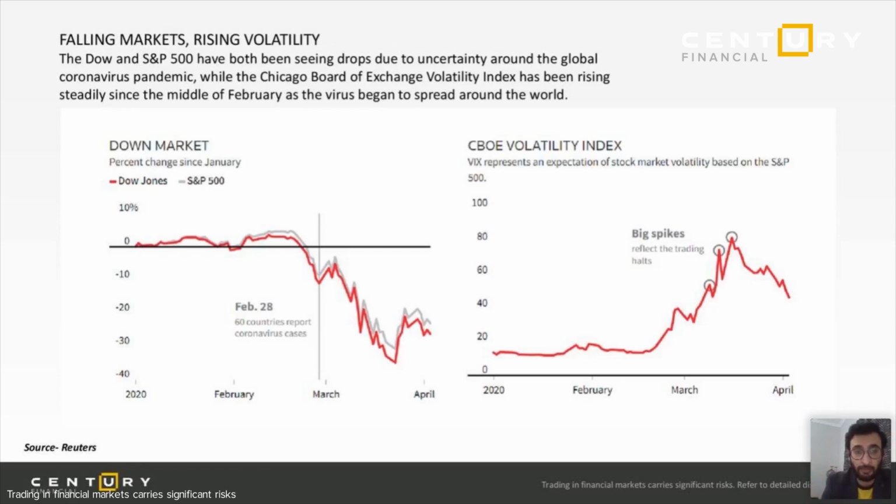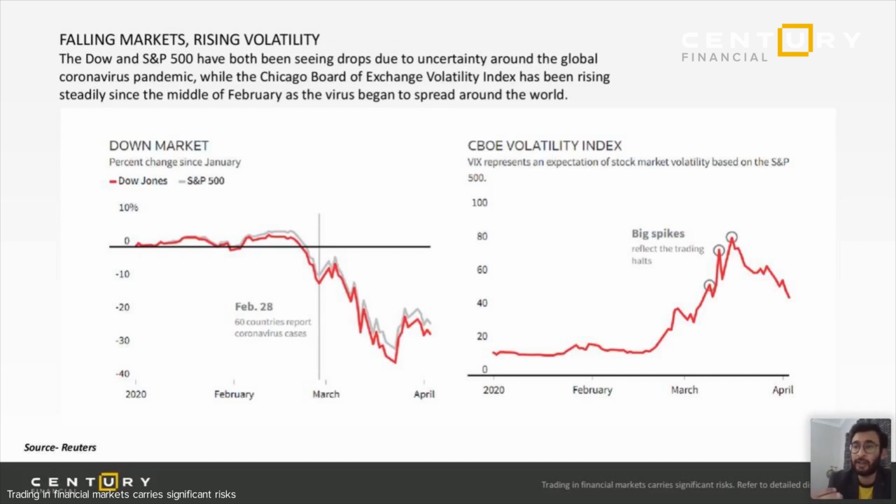If you see the two charts which I'm showing you here on the presentation, since February 28, around 60 countries reported coronavirus cases, and we saw a big decline in the stock markets. The red line is Dow Jones, which is also called US 30, and the gray line, almost parallel with it, is the S&P 500, which is another US stock market index. These indices took a big decline when the coronavirus cases increased.